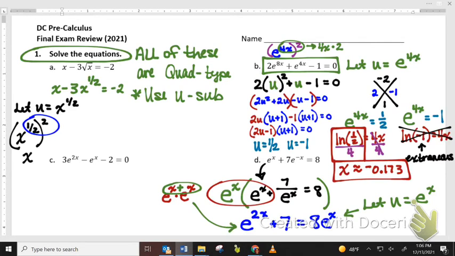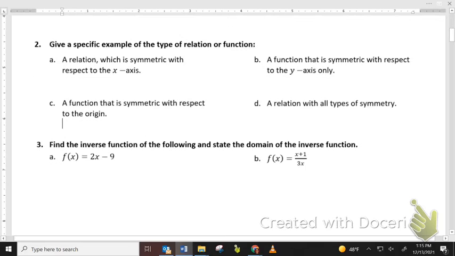On number 2, page down here, there we go. Part A, we're going to write a relation which is symmetric with respect to the x-axis. What would a graph that is symmetric with respect to the x-axis look like?